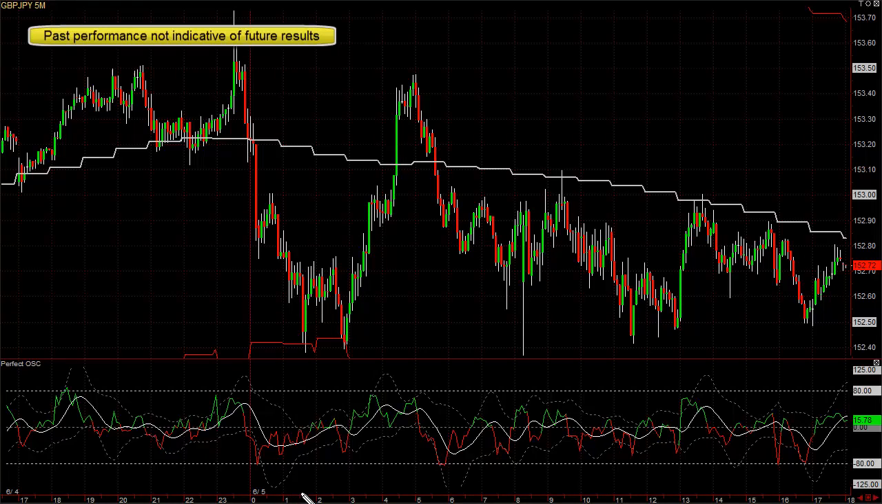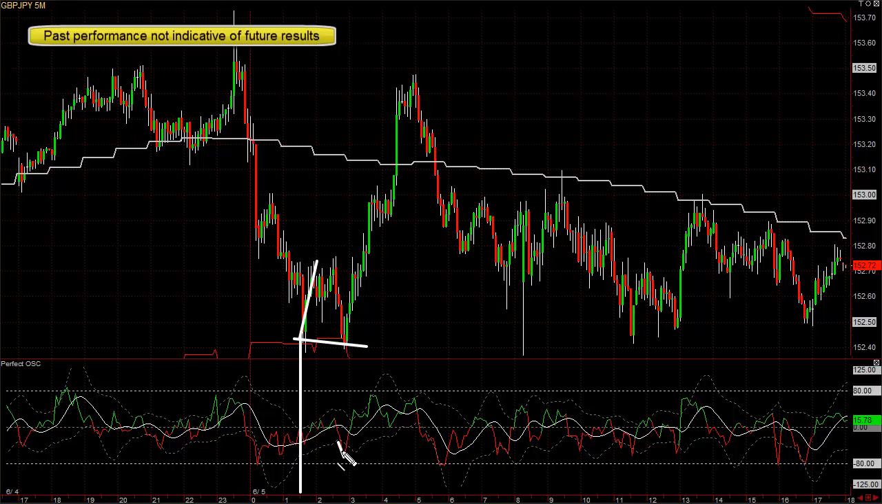And of course, look what happened here. Hit the lower band. You got about a 20 or 30 pip bounce. It pulled back again. You have a double bottom. This one's underneath the lower Bollinger Band.